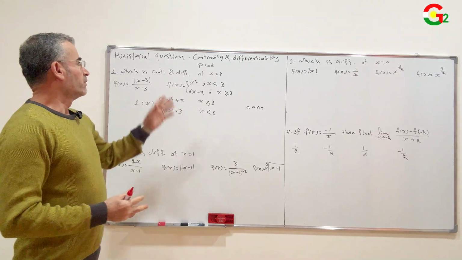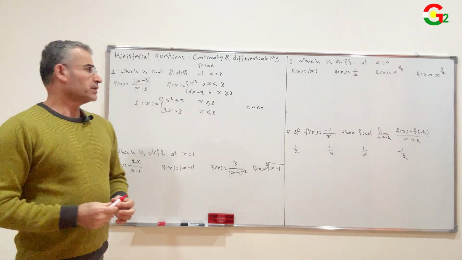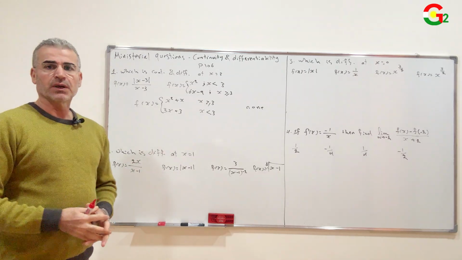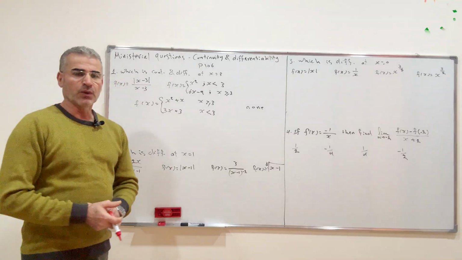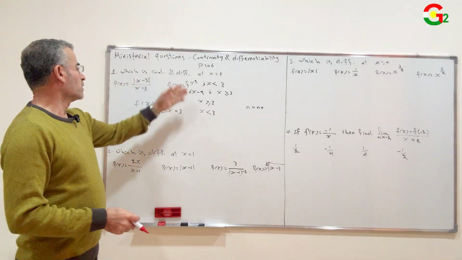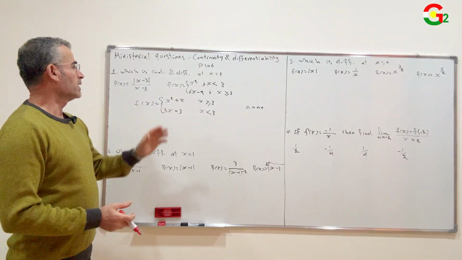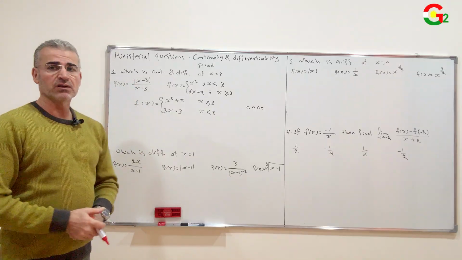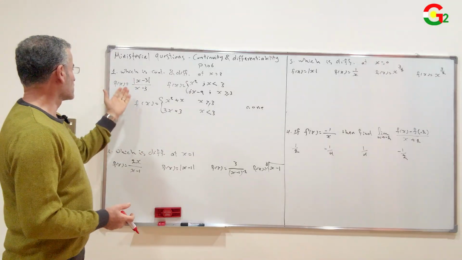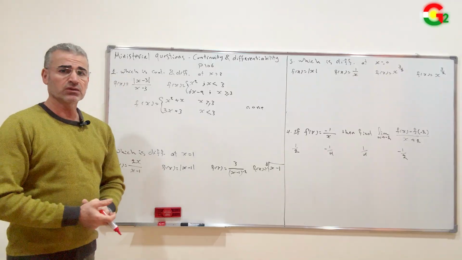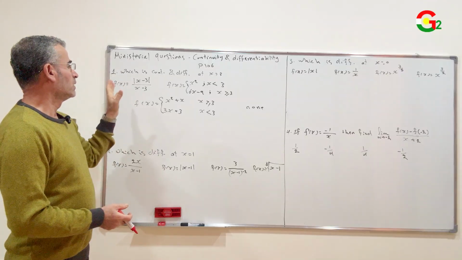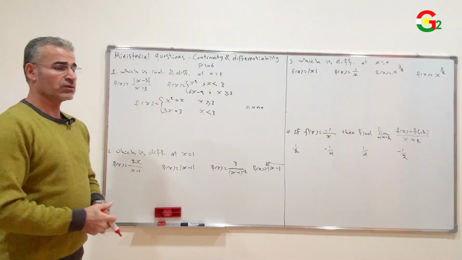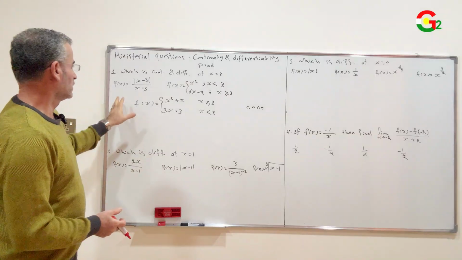Ministerial question of continuity and differentiability, page number 106. Question number 1. Which is continuous and differentiable at x equal 3? The first function, f of x equals absolute value of x minus 3 over x minus 3. This function is not continuous and not differentiable at 3, since 3 is not in the domain of this function.